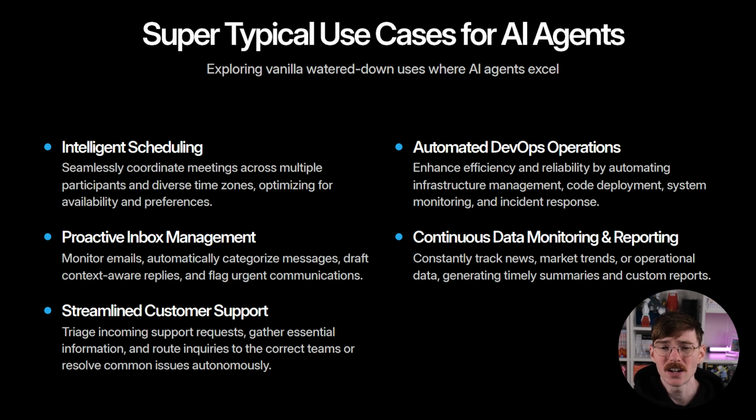You can enhance a lot of efficiency and reliability by automating infrastructure management, code deployment, system monitoring, or incident response. Now, I know that's very vague, but bear with me. Continuous data monitoring and reporting. This is where you can track news, market trends, operation data, either to sell a product or even just if you want to tweet about what is trending every day, an AI agent can give you those reports. This is also something that you could automate with a workflow, and we'll talk about that in a minute.